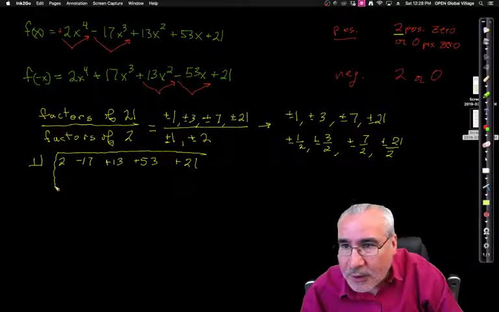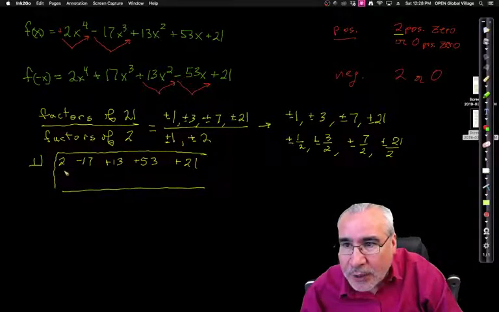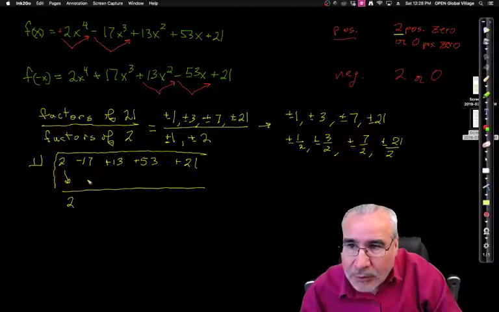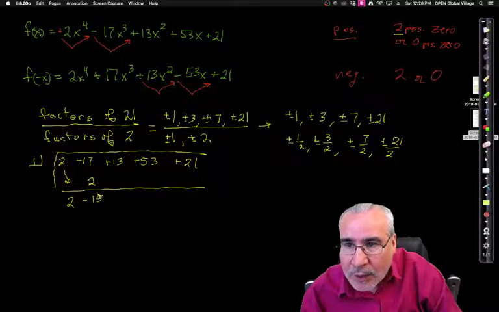We use this for the division. And so then what we do with synthetic division is you just bring the first coefficient down, we get 2. We take 1 times 2, and that goes here. 1 times 2 is 2. We then add these together and get -15. Then we take 1 times -15, and we get -15. We add these terms together, 13 and -15, that gives us a -2.